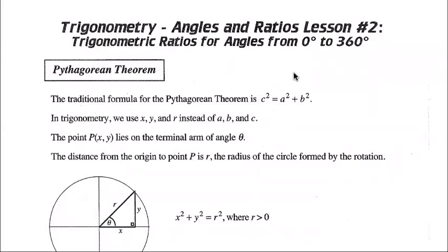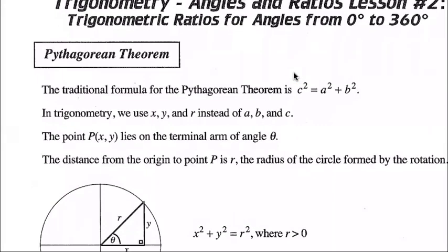Okay. So first of all, the Pythagorean theorem. The traditional formula is c squared is equal to a squared plus b squared. That's what you are used to seeing, and that's what you should know. In trigonometry, we use x, y, and r instead of a, b, and c. That's because we can plot the point x, y, and r is the radius of the circle, which you'll see in a quick second.